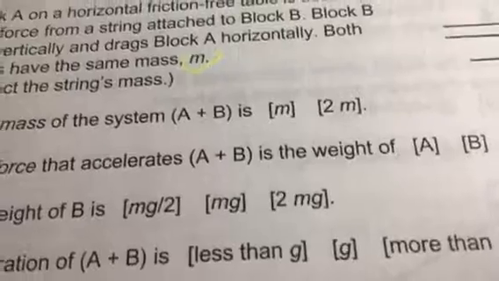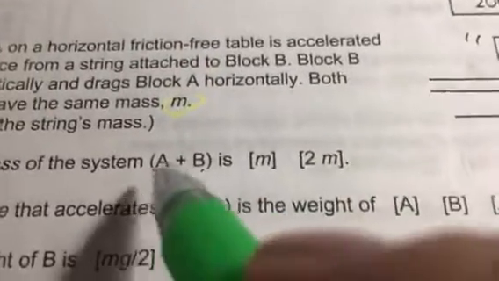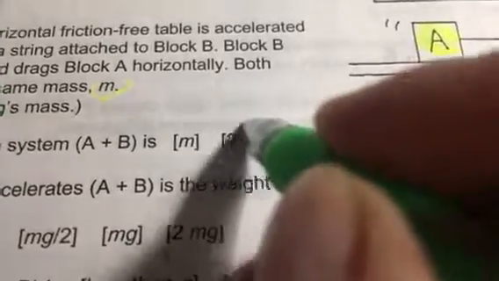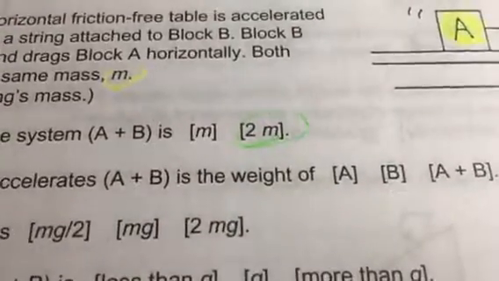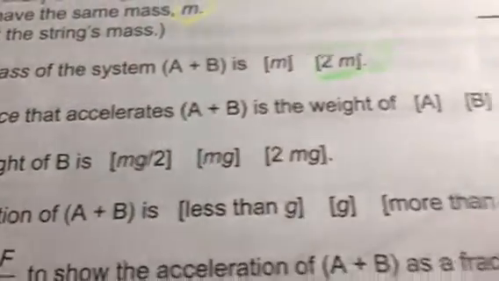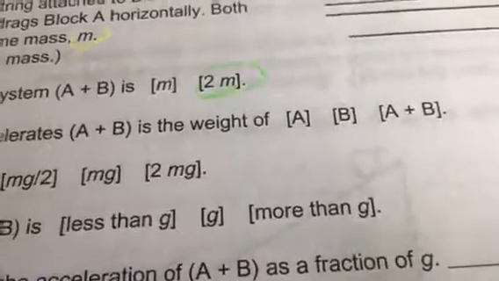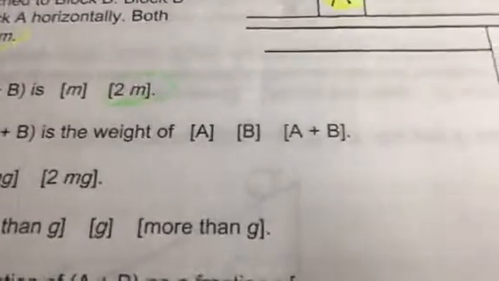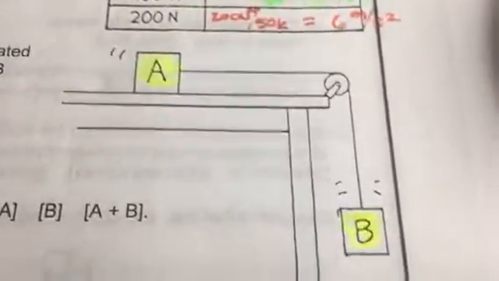The total mass of the system is A plus B, so our total mass is twice the mass of the block. All right. The force that accelerates A plus B is the weight. So what are the forces acting on these two blocks?